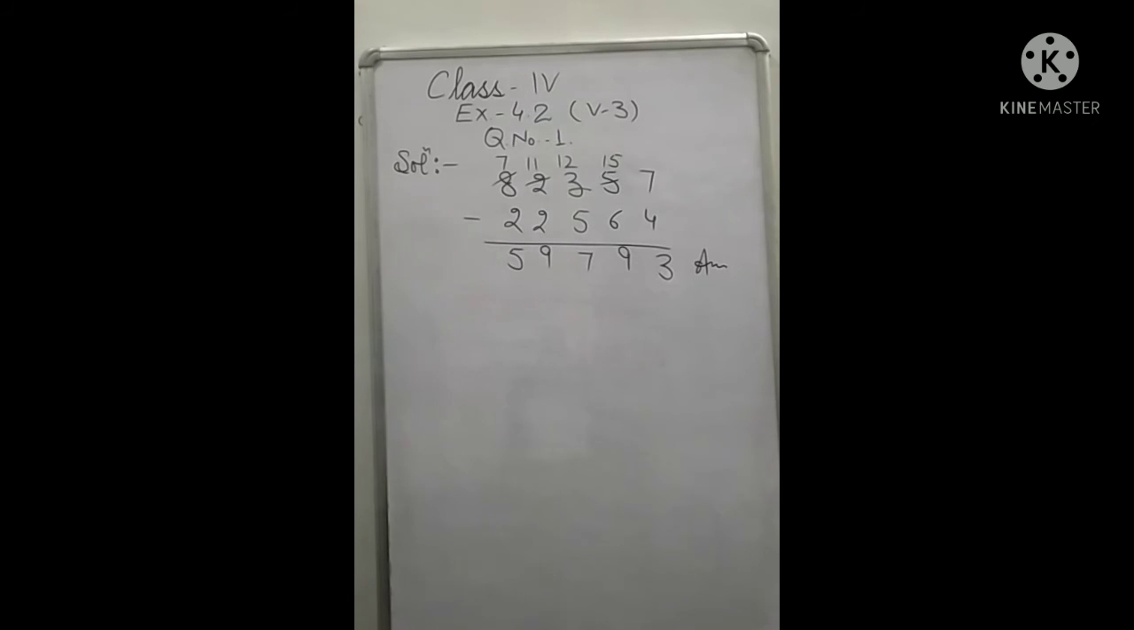Now read the statement of question number 3. Question 2 is the same, you have to do it yourself. See question 3. Ajay purchased a color TV for rupees 36,450. He got a discount of 3,280. So we have to find how much he will pay. So what is the cost of the TV?